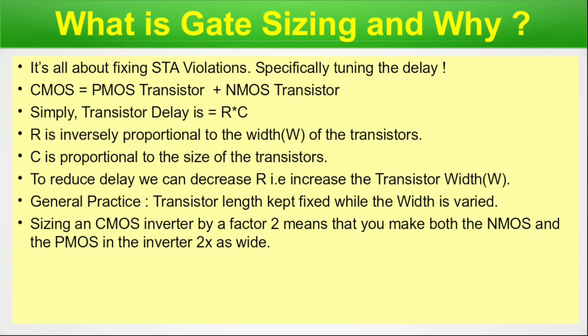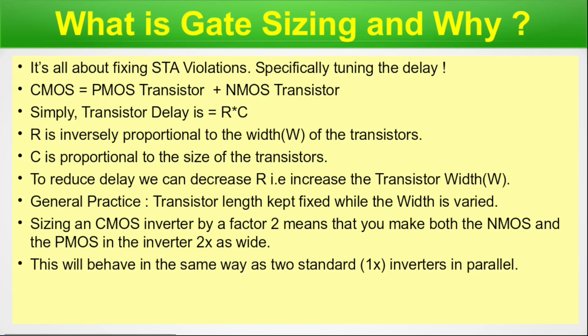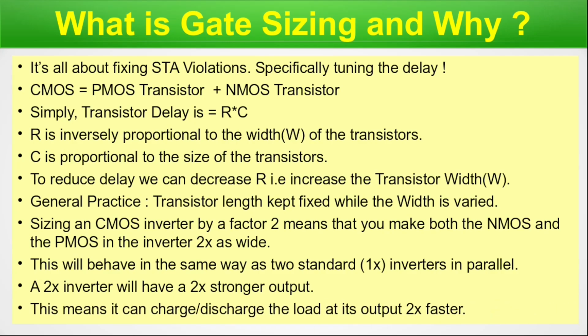Sizing a CMOS inverter by a factor of 2 means that you make both the NMOS and the PMOS in the inverter twice as wide. This will behave in the same way that two standard inverters are in parallel. A 2x inverter will have a 2x stronger output. This means it can charge or discharge the load at its output 2x faster. So this way, we use the gate sizing method to tackle the gate delays at various points in a timing path. So we are done with the theoretical explanation here, and let's move on to the next section.